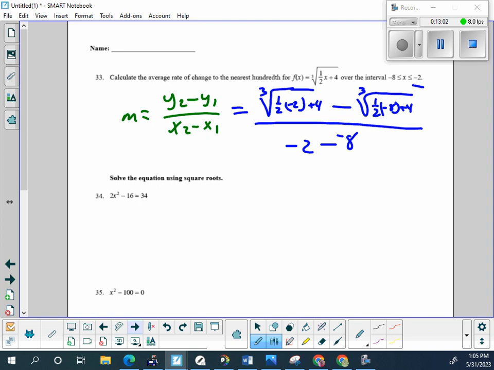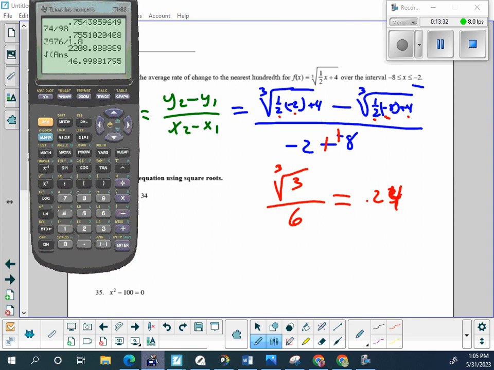That's going to get me half of negative 2 is negative 1, plus 4 is 3. So it's the cube root of 3. And this is going to be 0 over here. Half of negative 8 is negative 4 plus 4 is 0. Over negative 2 minus negative 8, so it's going to be that. That comes out to be 33 is 0.24. Oops, 0.24. On your calculator, that would look like 3 to the 1/3 power. Hit enter, divided by 6 is 0.24.